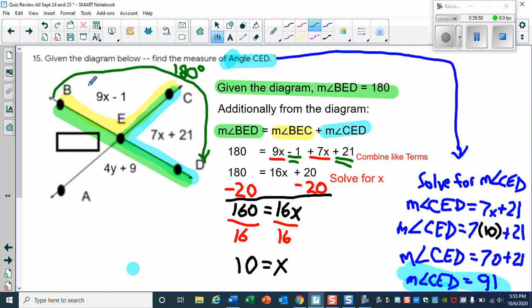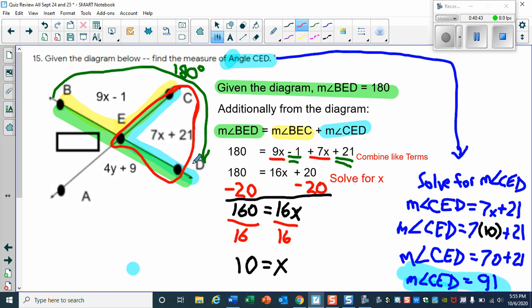And similarly, number 15. Find the measure of angle CED. So this is what we need to find overall. This part right here, this angle right here. Now, in the diagram, they tell us angle BED, which is basically your straight line. That's 180 degrees. That's what you get first. So BED, that angle, is 180.